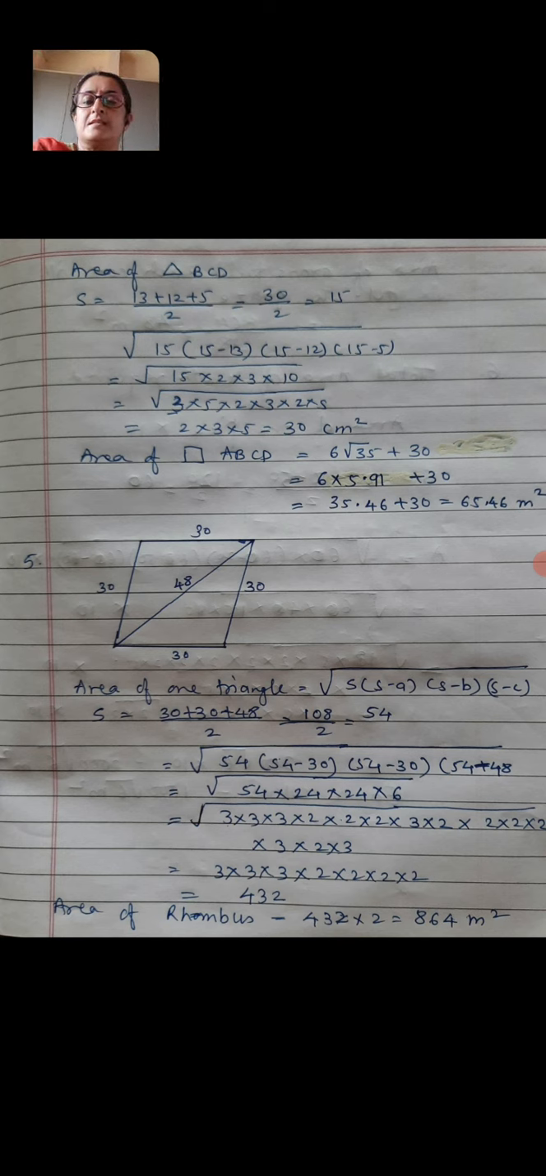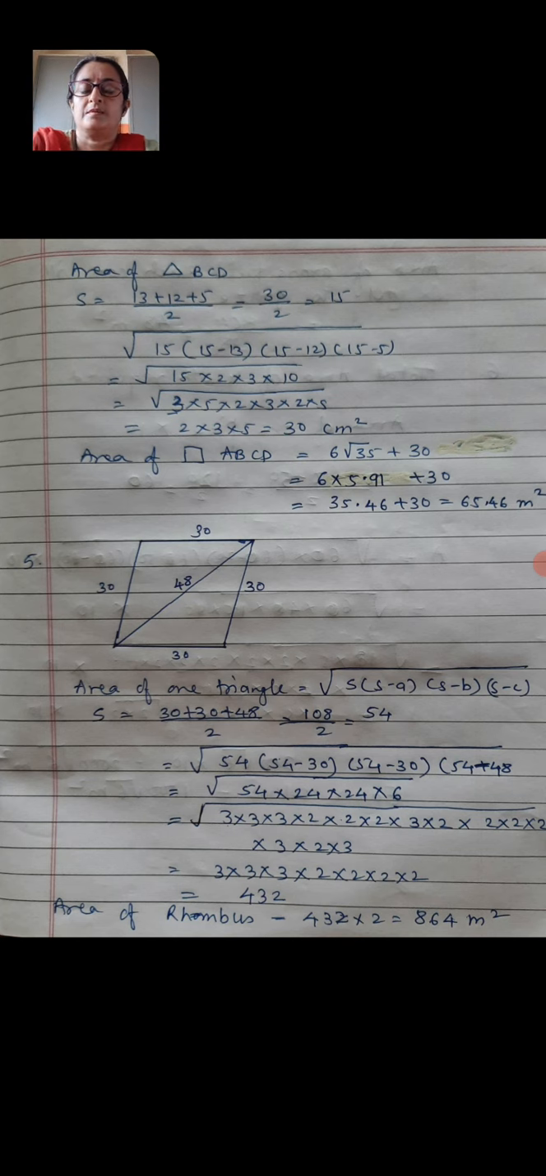Now it's a rhombus shaped field. You can see that figure on the screen. So the rhombus is all four sides are equal, that is all 30, and one diagonal is given, that is 48. So there are two triangles now whose dimensions are 30, 30, 48 and 30, 30, 48. So we'll find out area of one triangle and we'll double it, so you'll get area of that rhombus.